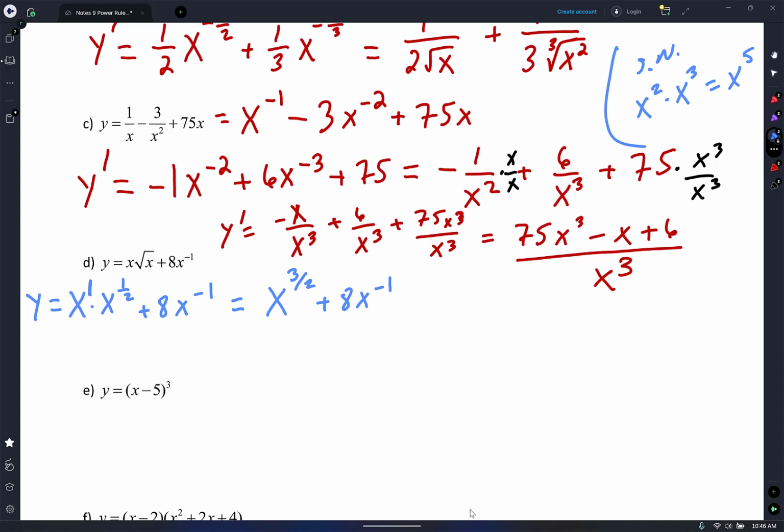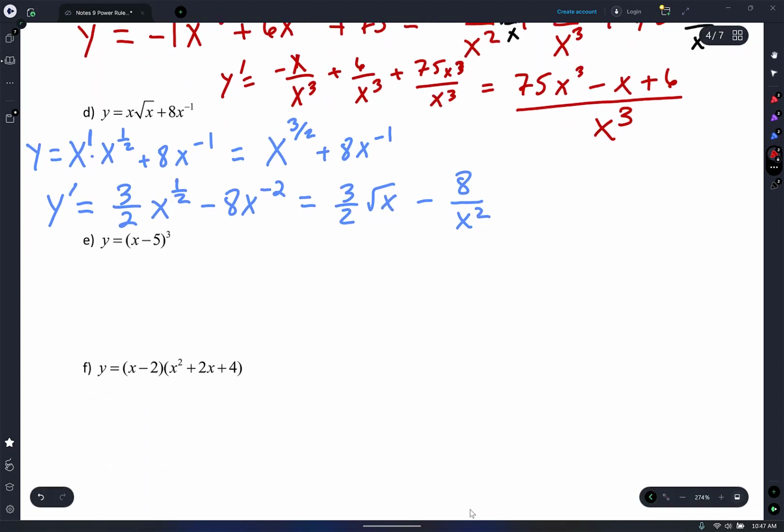That is just my original expression. Are we still cool? All right, new line. Y prime equals, what's the derivative of x to the 3 halves? 3 over 2 x to the 1 half, because you subtract 1 from the 3 halves. And then what's the next term? Minus 8x to the negative 2. I'm going to fix it to have positive exponents. So I'm going to have 3/2 with a square root of x. You can also write 3 square root of x over 2. It's all the same. Minus 8 over x squared. Are we okay?